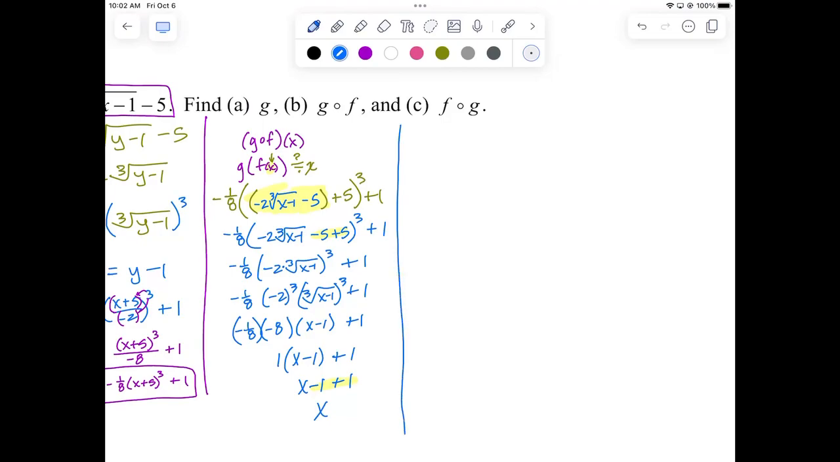Let's do part C now. Let's try it the other way. What about f of g of x? What about g of f of x? What would you expect to get if I composed those two things the other way?